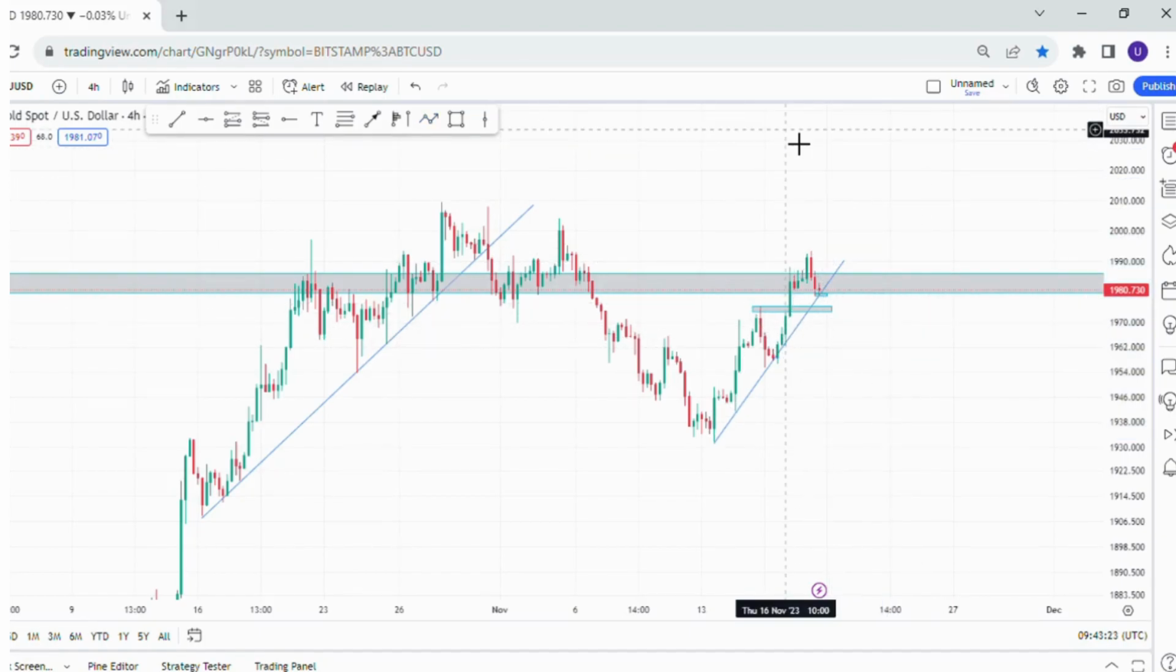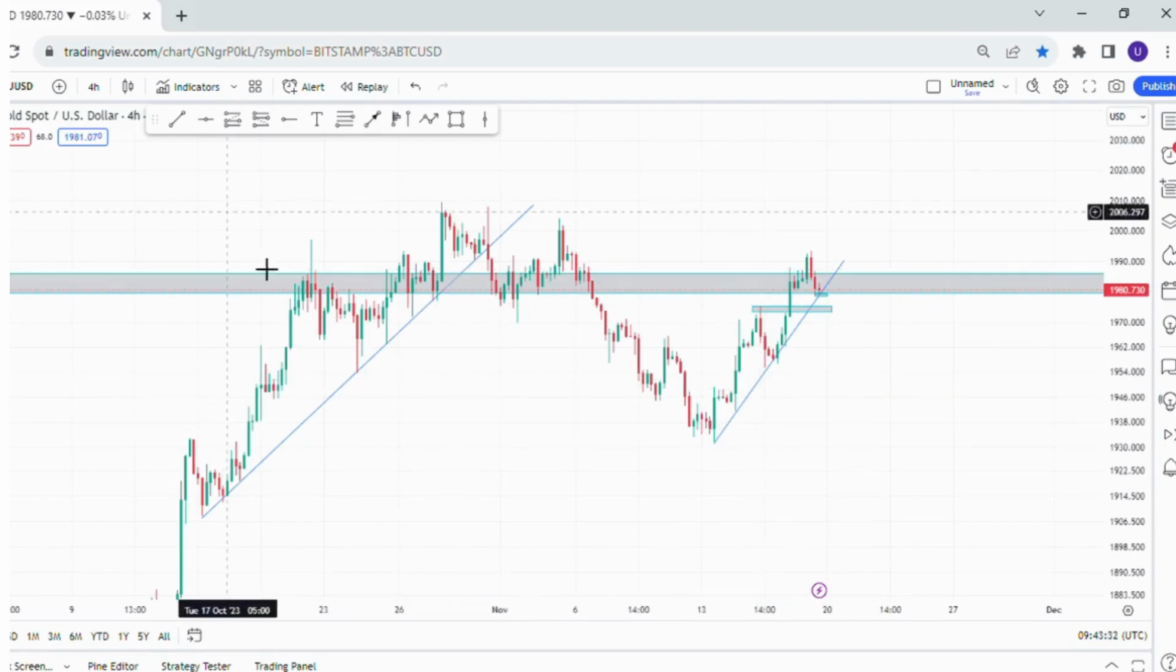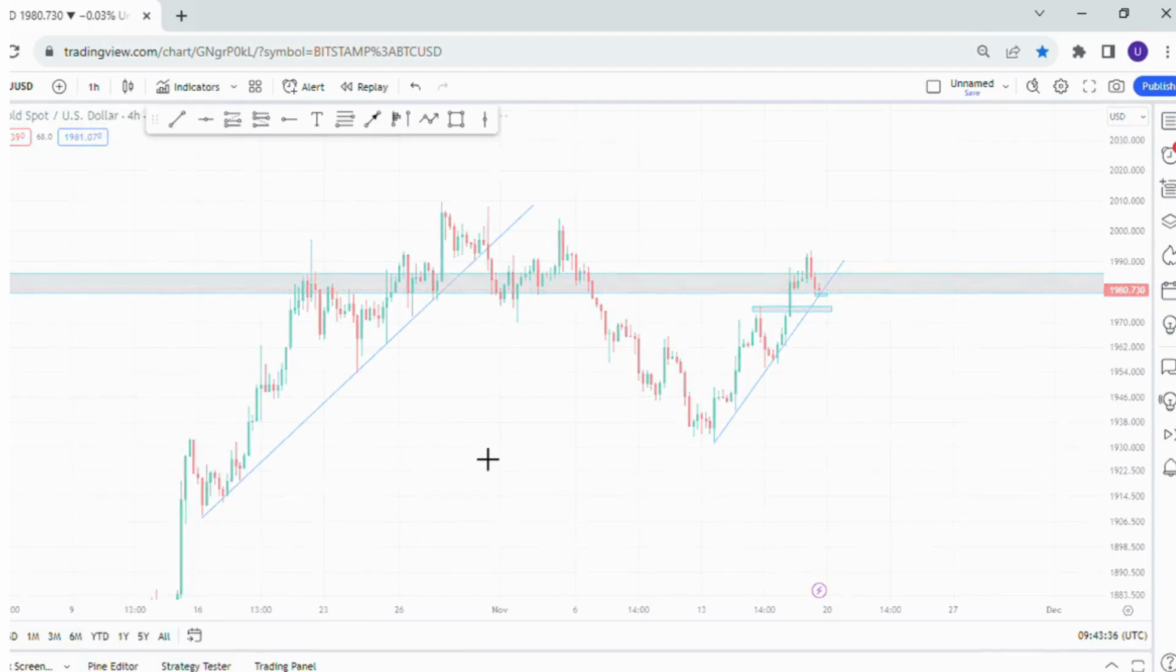So that is what we are expecting for this week that is coming, but we'll not rely on this 4-hour time frame to make our trading decisions. Let's navigate through other time frames to see what the market is going to give us.